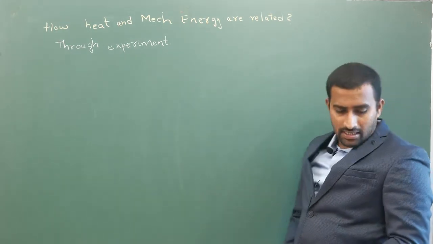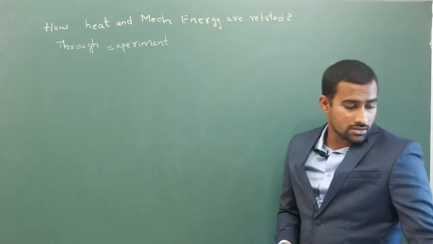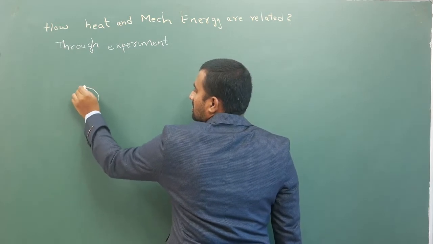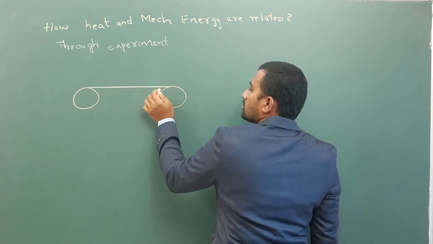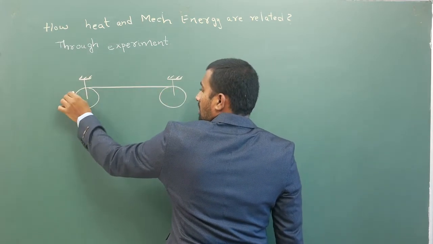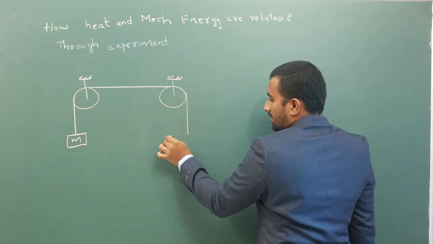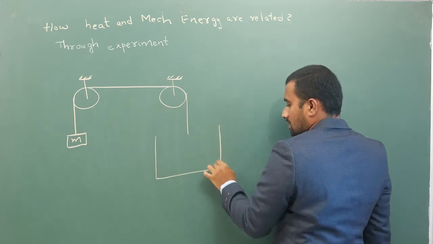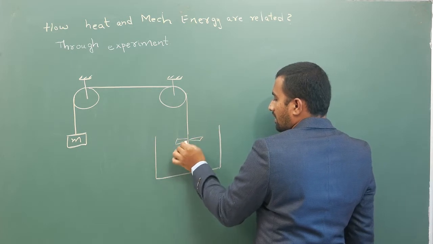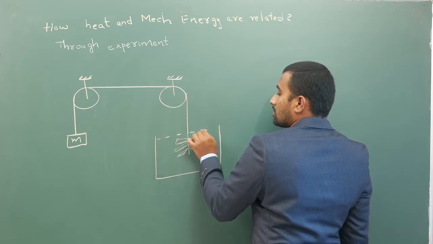To explain how heat energy and mechanical energy are related to each other, take a system like this. Let us say you have a pulley, attached to this there is one more pulley, and attached to this there is a mass m, and attached to this there is a churning machine, where you have some axial kind of arrangement, and when the mass is going down, it is rotating like this.